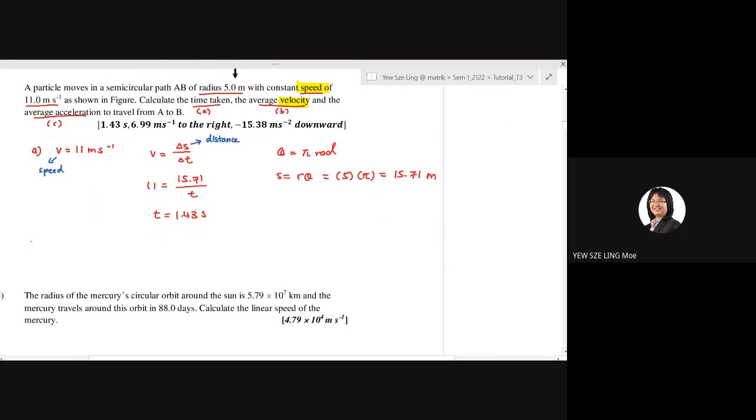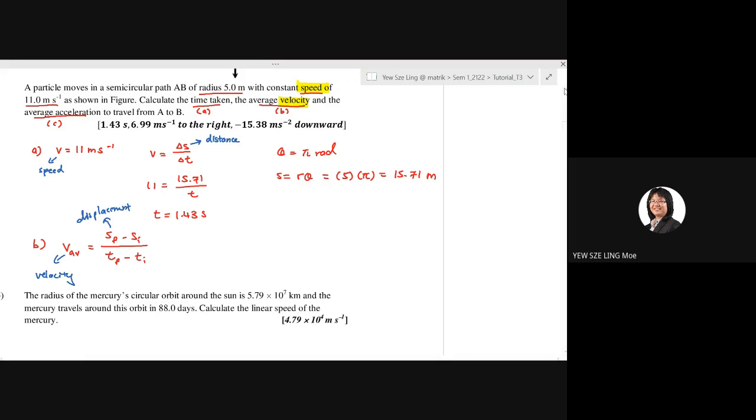Okay, question B. Now we're still looking at V. V average is S final minus S initial over T final minus T initial. But if you're looking at velocity, then your S should be displacement. Now you need displacement. So what is the difference between distance and displacement?